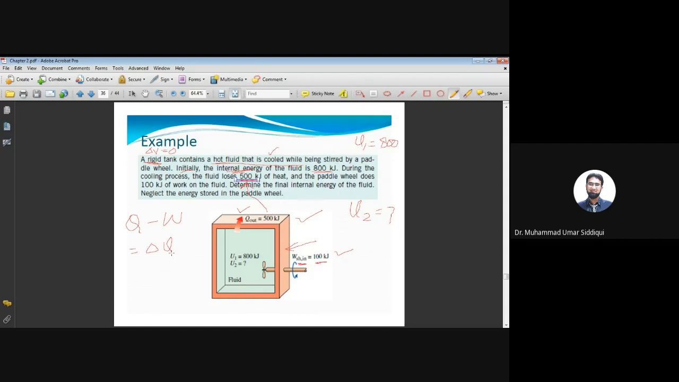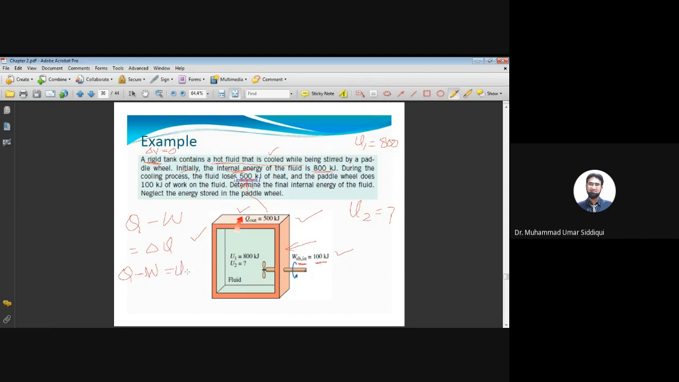and delta kinetic energy, delta potential energy. There is nothing mentioned about the motion of this tank. The tank itself seems to be stationary, so we are going to assume it that way. If we assume the tank is stationary, then delta kinetic energy and delta potential energy will be 0. So our first law of thermodynamics for this case is going to end up like this. Do you understand how we simplify the first law of thermodynamics for this specific case? Yes, sir.